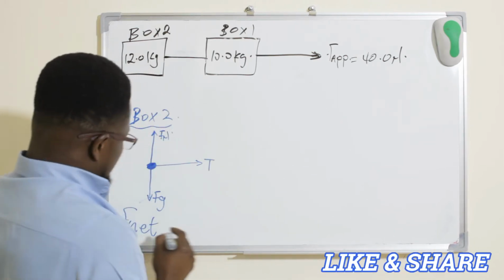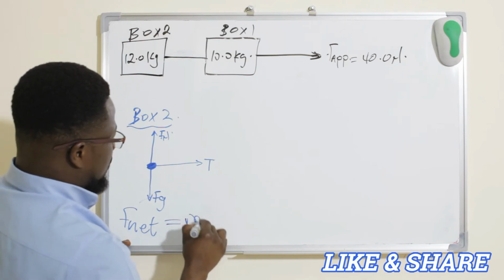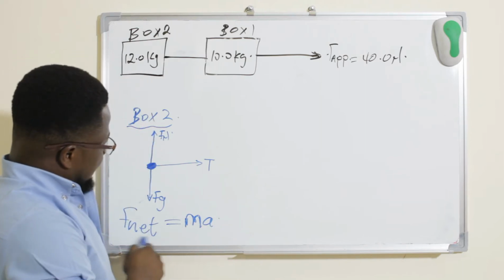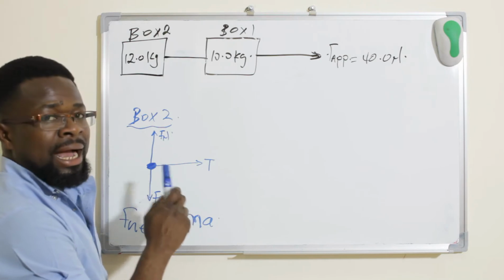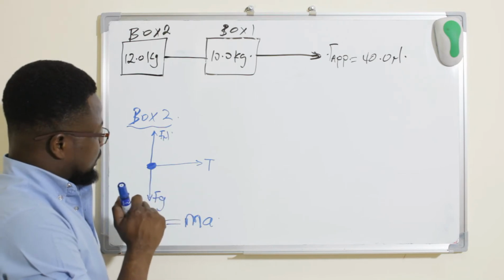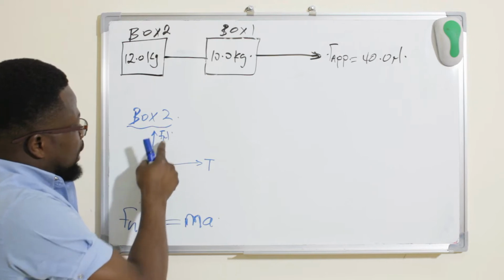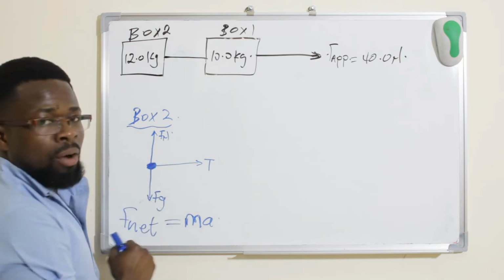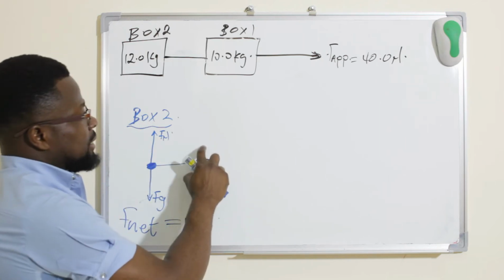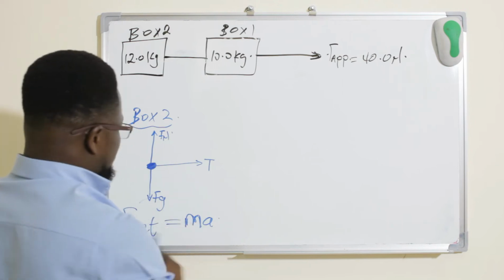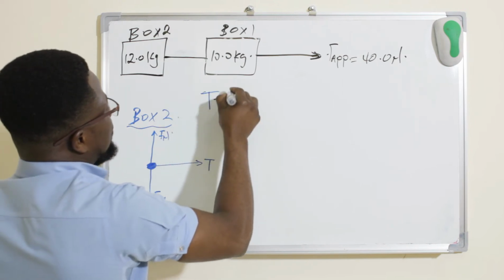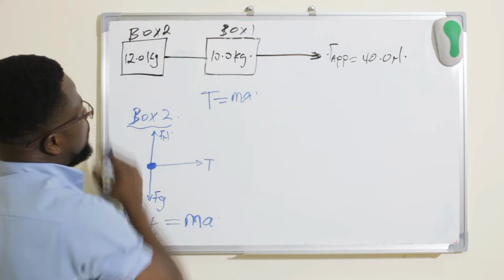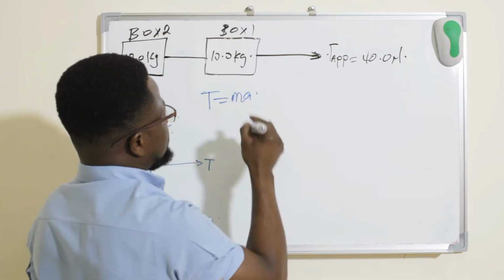The net force according to Newton's second law is equal to ma, but remember that net force means the sum of the forces that are acting on the object. The normal and the weight are equal in magnitude but opposite in direction, so definitely they are not doing any work on the box. What we are going to consider is just the tension. So we can simply say that the tension is equal to ma. Once we have established that for box number 2, let's go to box number 1.